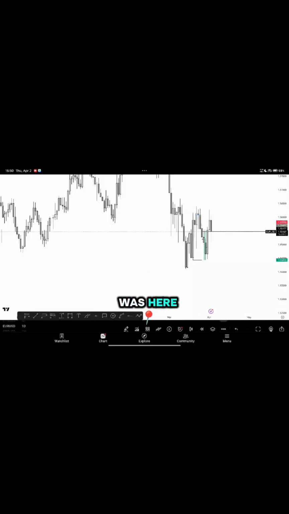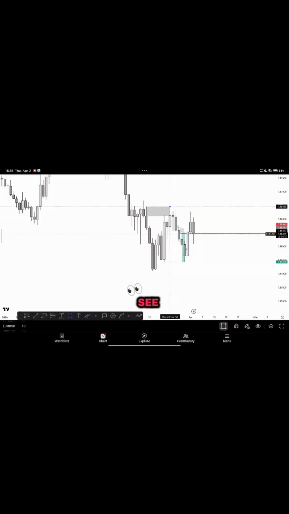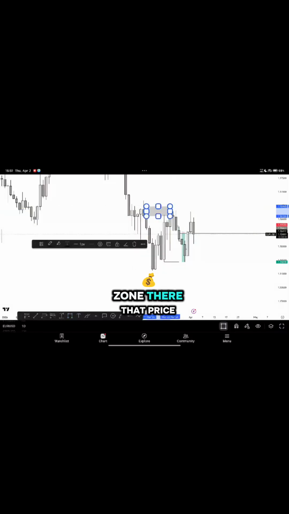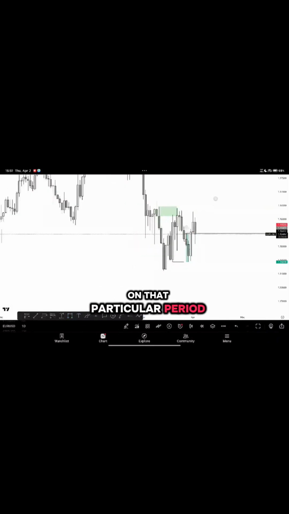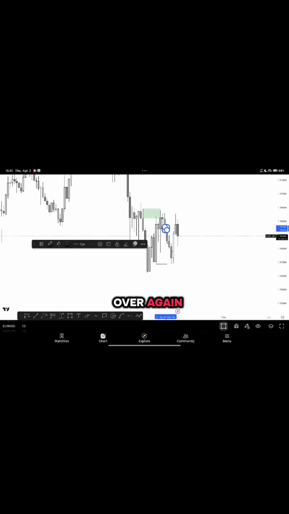Okay, so when price was here, we have a whole zone here that price mitigated on the daily time frame. We had a whole zone there that price mitigated on that particular period of time. So let me delete all of these and start over again.